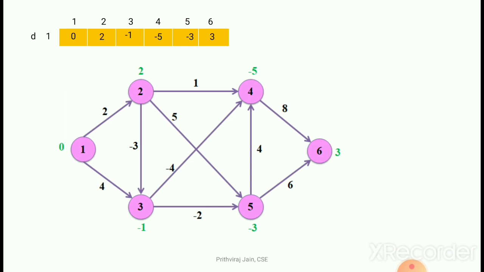And this is the final D array, and based on that we have rewritten our graph along with the shortest cost. So from 1 to 2, that is 2, from 1 to 3 minus 1, from 1 to 4 minus 5, 1 to 5 minus 3, and from 1 to 6, that is 3.